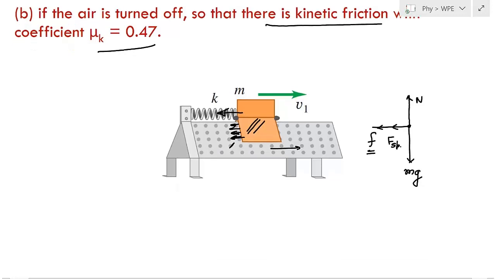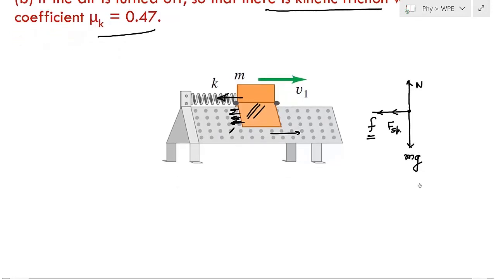So in the x direction, this is the positive x direction, so this is the negative x direction. You can say these two forces are acting in the negative x direction. Basically we have to find the work done by the spring on the glider and the work done by the friction force on the glider. So let us find the work done by the friction force on the glider.